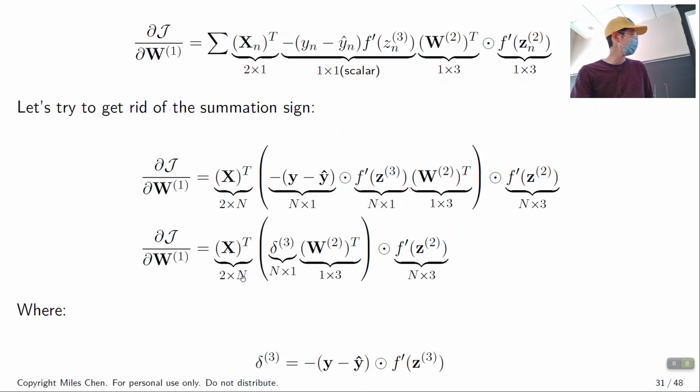So now I have a 2 by n multiplied by an n by 3, multiplied element-wise by an n by 3. So this 2 by n times this thing will be a 2 by 3. And if you do the element-wise multiplication first, you have an n by 3 multiplied by an n by 3, and this thing will remain n by 3. 2 by n times an n by 3 will give us a 2 by 3, with all of the summations factored in when you do the multiplication between the 2 by n and the n by 3.